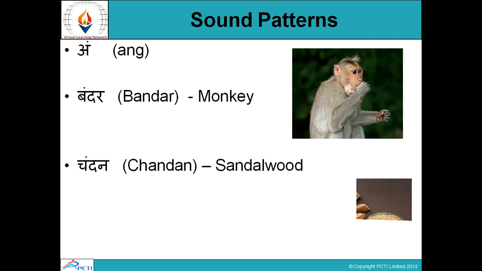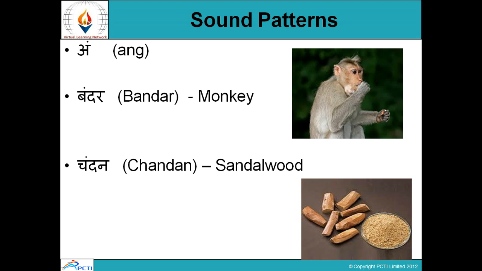Now the next sound is of ang. So the first word is bandar. From the nose we have this kind of sound. Bandar is monkey. You must have seen this animal. It has a long tail. It sometimes bites very harshly. It is called monkey. We call it bandar.